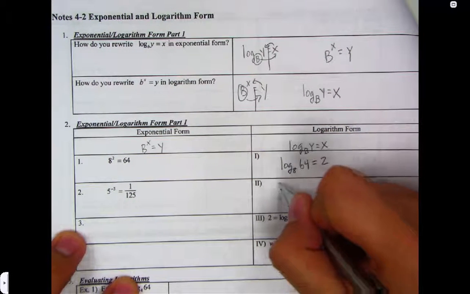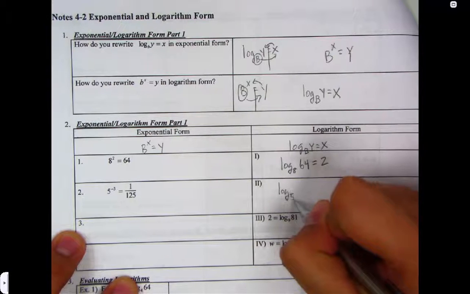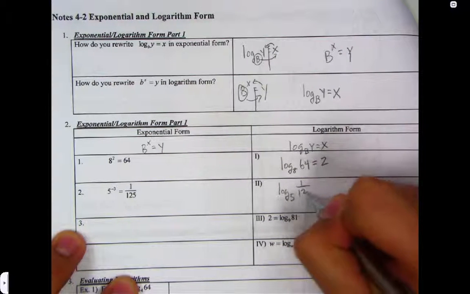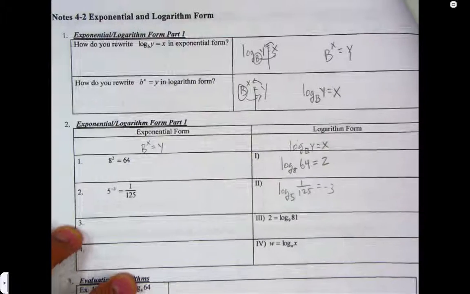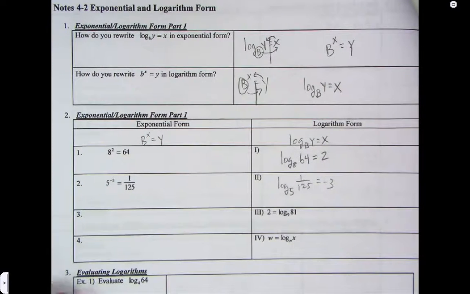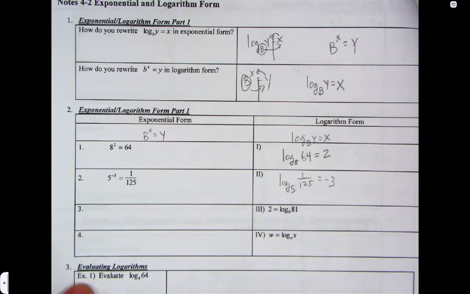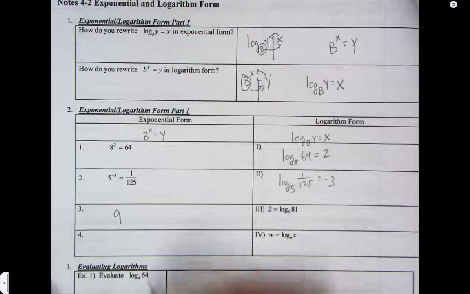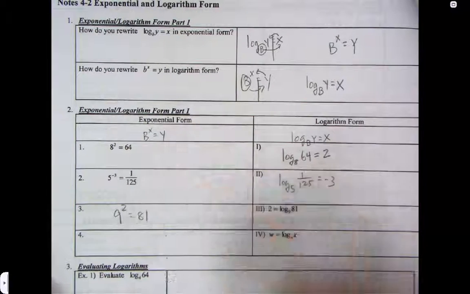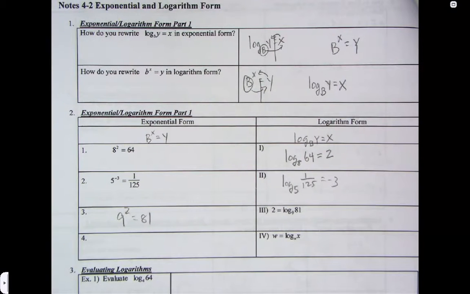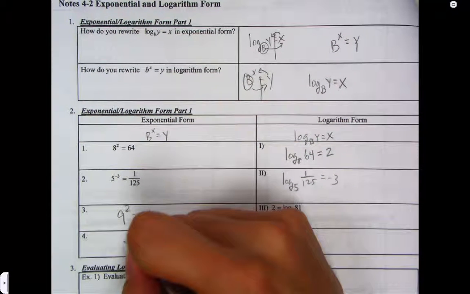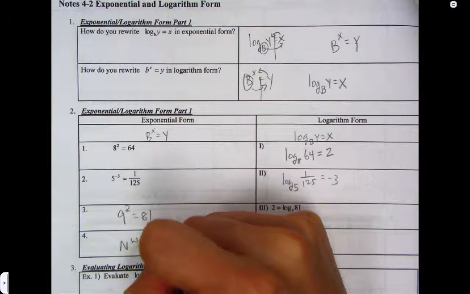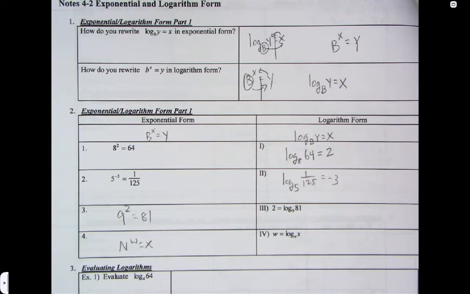So number 2, we're going to write log base 5 of 1 over 125 equals negative 3. Number 3, put that in exponential form. So I'm going to circle the base, which is 9 squared equals 81. Try number 4. You should get n to the w equals x. W is in the exponent.